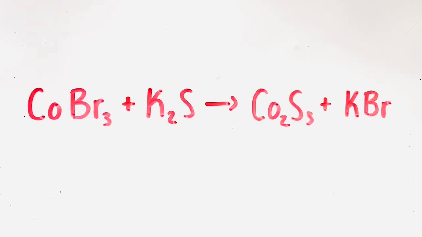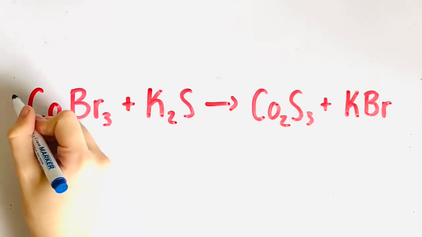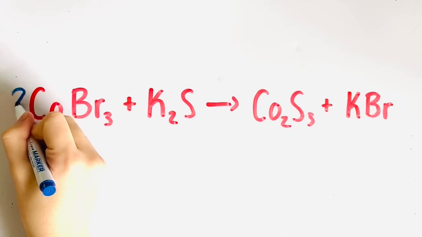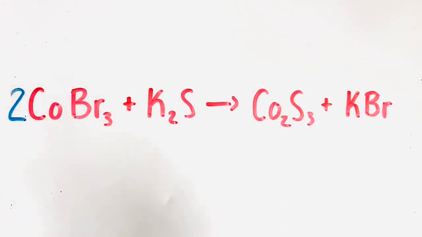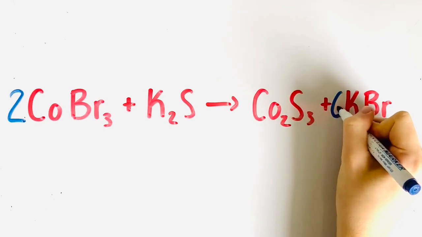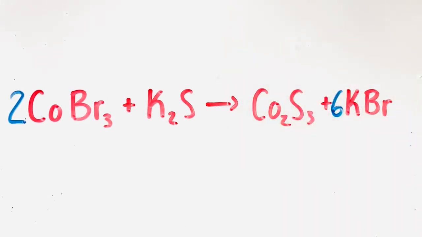In the equation, CoBr3 plus K2S yields Co2S3 plus KBr, we can see that there is 1 cobalt atom on the reactant side and 2 atoms of cobalt on the product side, so we can immediately add a coefficient of 2 in front of CoBr3. This means that the cobalt is now balanced because there are 2 cobalt atoms on both sides. Since we added a 2 in front of CoBr3, that also changes the amount of bromine atoms to 6 because 2 times 3 is 6. If we want 6 bromine atoms on the product side, we will add a coefficient of 6 in front of KBr. This means that the bromine atoms on each side are now balanced.